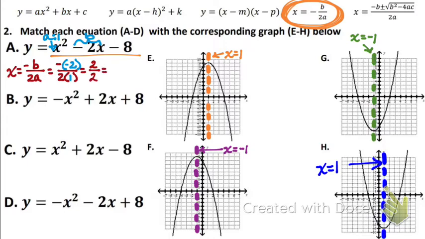2 over 2 is what? 1. So my axis of symmetry is x equals 1. Which two graphs could this possibly be? E or H? How do I decide between E and H? They have the same axis of symmetry.